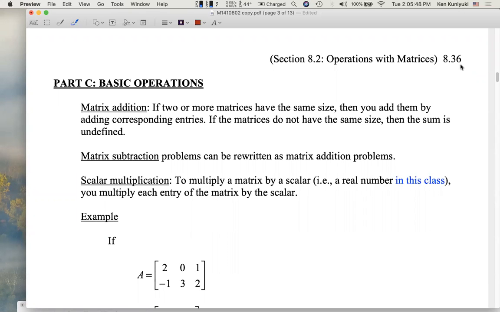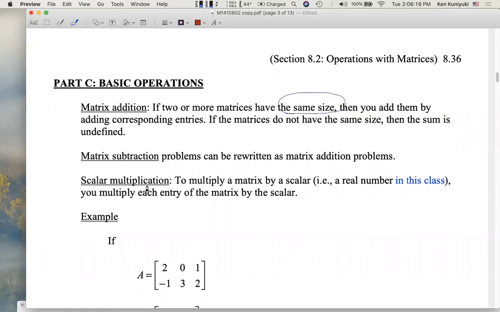So now we're going to talk about basic operations with matrices. And these are fairly straightforward, but still the examples will be helpful. In matrix addition, first of all, the two matrices have to be the same size. Otherwise, the sum's undefined. But if the matrices are the same size, then you add them by adding corresponding entries in the same positions. For matrix subtraction, well, you add the opposite, like usual.